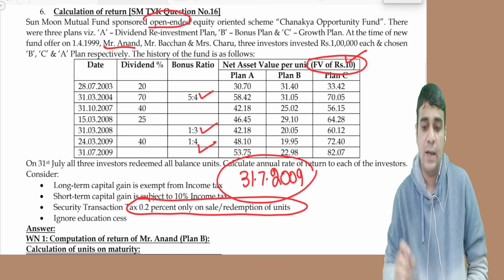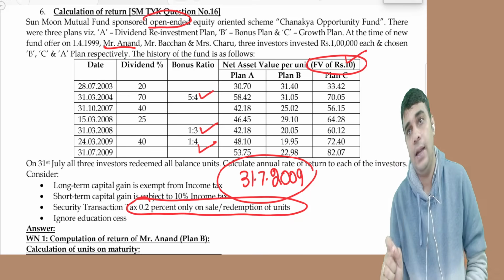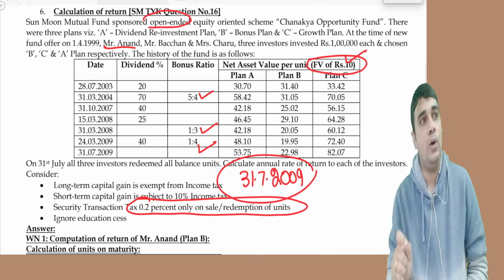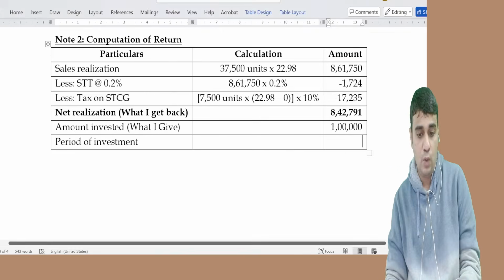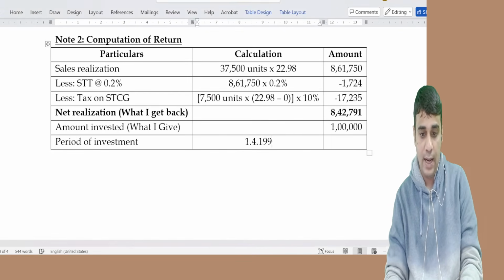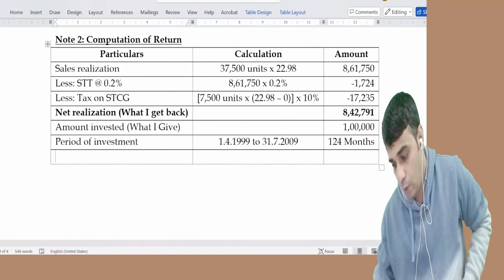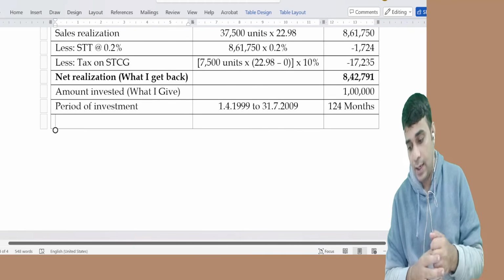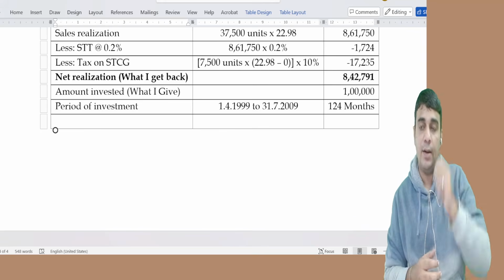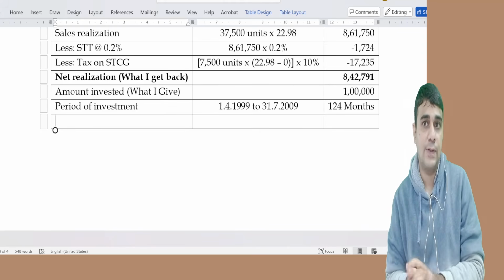Why are we doing this? Because I want to calculate annual rate of return. The question has asked, calculate annual rate of return. That is why I'm writing the period of investment. Period is how much? 124 months, from 1/4/1999 to 31/7/2009. Any doubts on this?